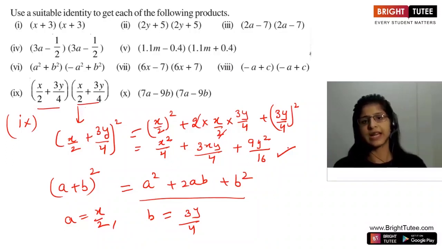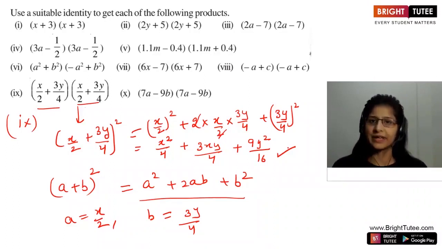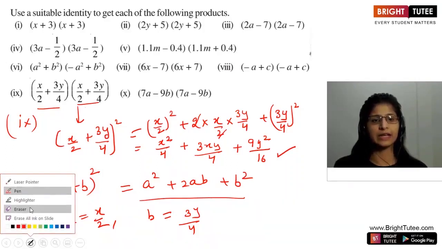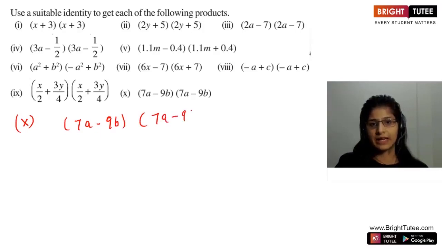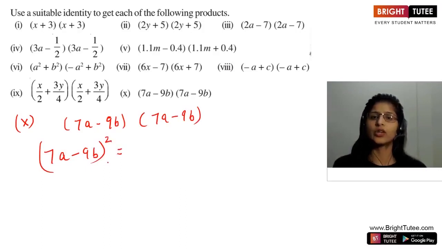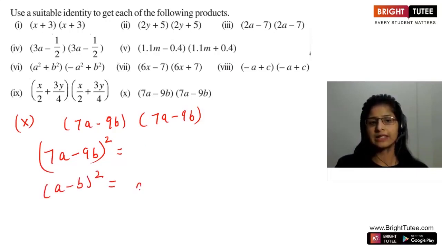Clear? So I hope you're understanding how these standard identities are helping us. Okay. Now let us discuss the next part, that is the 10th part of the question. In the 10th part, we are given 7a minus 9b, so it is equal to (7a minus 9b) whole square. Now I think you all can understand which identity is to be used. Just think about it. Yes, we are going to use (a minus b) whole square, that is a square minus 2ab plus b square.